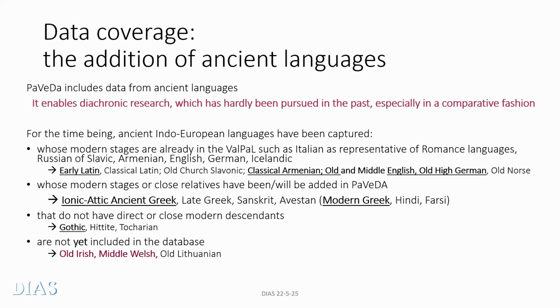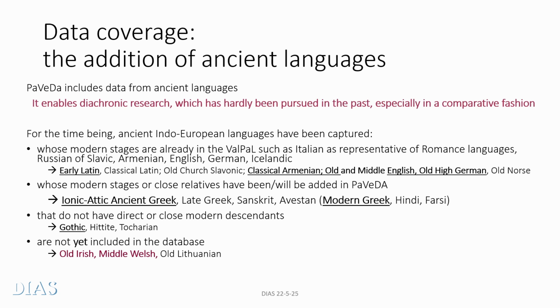So regarding data coverage, as I said, we are adding both modern and ancient languages. In particular, I would like to say a few words regarding the ancient languages. These are the ancient languages that are going to be included. The underlined ones are already online, so they are accessible. These are languages whose modern stages are already in Valpa or already published. So there will be early and classical Latin, Old Church Slavonic, classical Armenian, Old and Middle English, Old High German, and Old Norse. There are also languages whose modern stages or close relatives will be or are already in PaVeDa, like ancient Greek, Sanskrit, and Avestan.